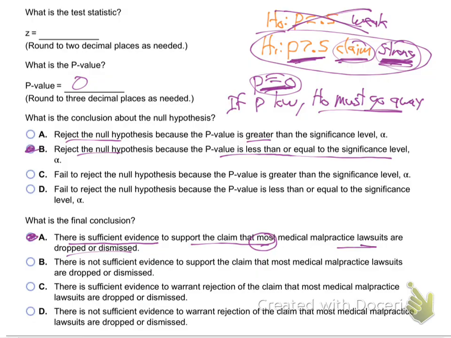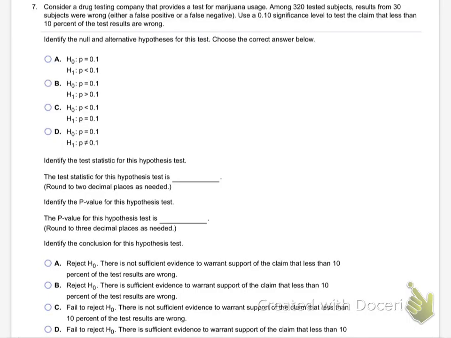There we go. All right, here we are on number 7. We're doing drug testing on number 7 here. Consider a drug testing company testing for marijuana usage. 320 tested subjects. Results from 30 subjects are wrong, either false positive or false negative. So 30 subjects got wrong results. Use a 0.10 significance level to test the claim that less than 10% of the test results are wrong.